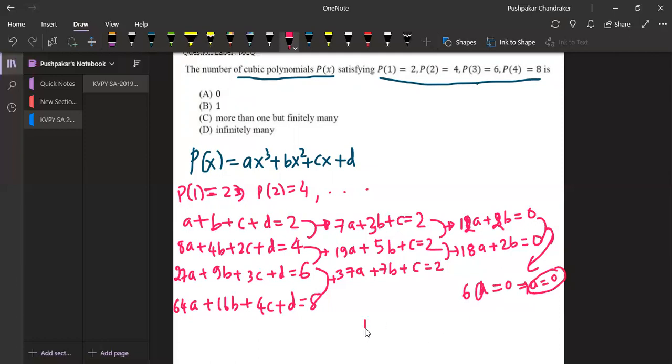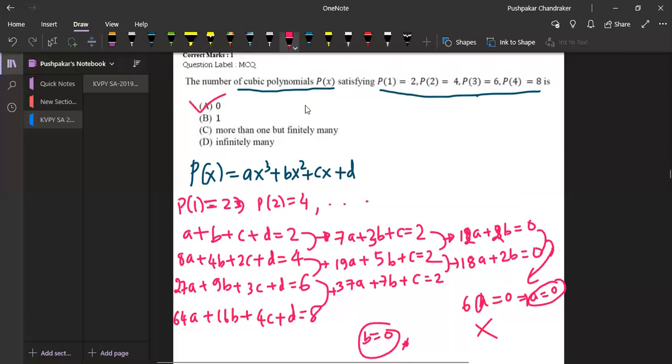So A is 0, so B is also 0. But that cannot happen. A cannot be 0. Why can it not be 0? Because it won't be any cubic then. It means there is no such cubic. There is no value of A which satisfies this. So the number of such cubic polynomials is 0, which is option A, because we are not able to find A, B, C, D. A does not exist. If it exists, then A should be 0, but A cannot be 0, otherwise it's no longer a cubic.